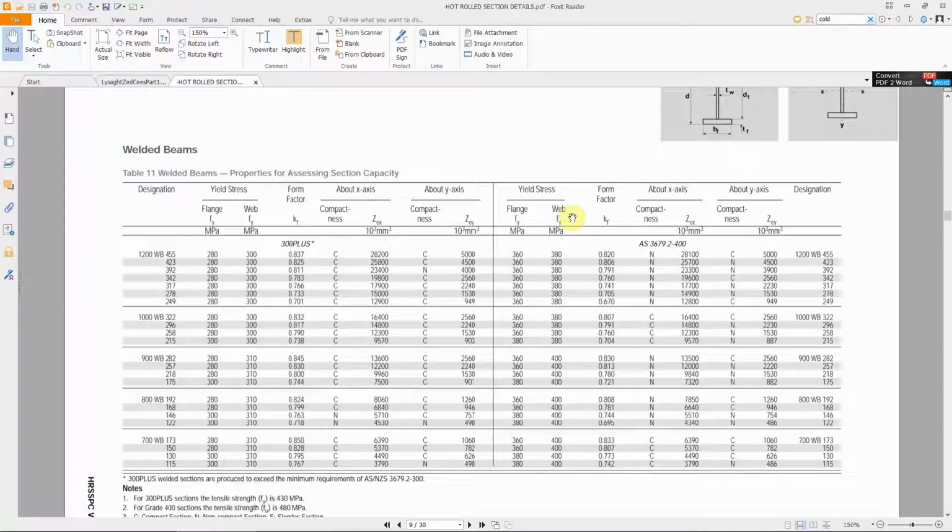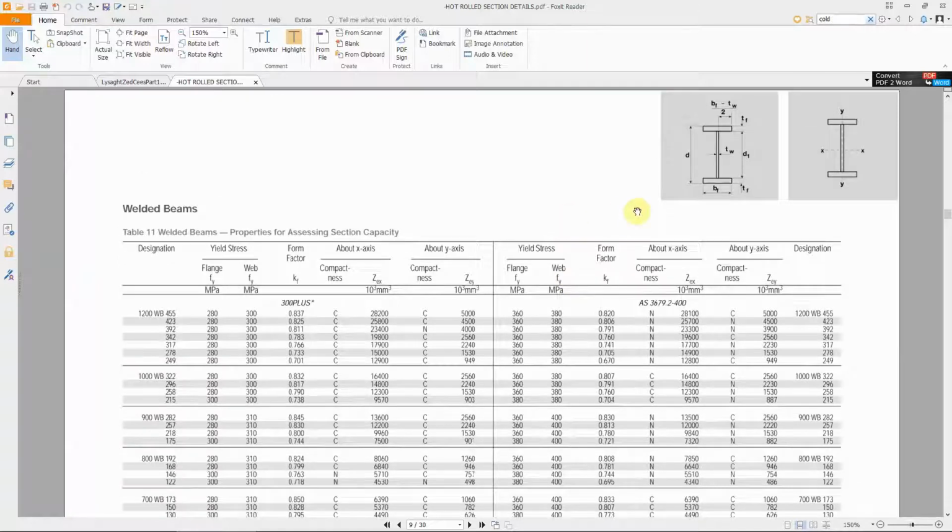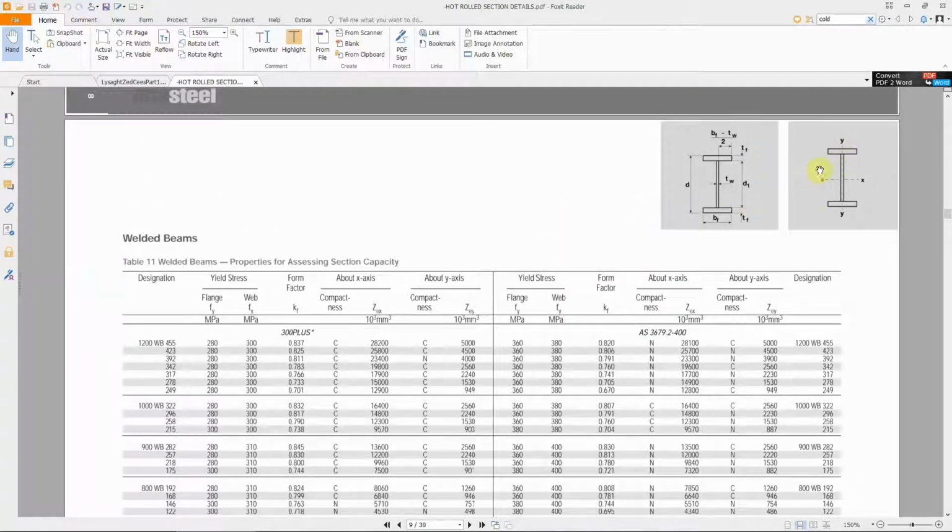Put that to the side. The important part for us here is to understand the section of each member. We've got different types of sections, and based on these shapes we use them in different applications.